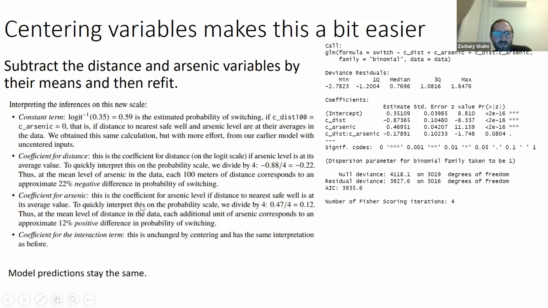Same deal for arsenic, right? The coefficient for arsenic level, if the distance to the nearest safe well is at its average, is how you would interpret the centered arsenic coefficient. So again, we do the same thing we did before, but it's just immediate, and the interaction term isn't impacted by centering. And also all of the model predictions stay exactly the same when you center the variables. It just helps with interpretation.